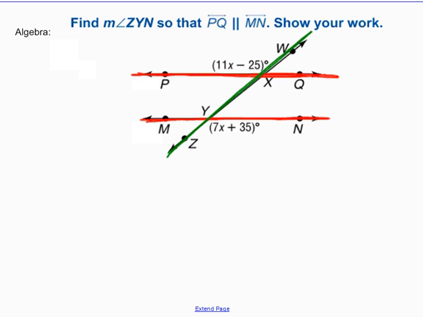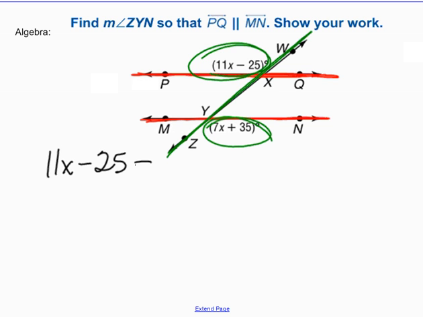So I'm going to look at this transversal, and I see that the two angles with algebra on them, this one and this one, are alternate exterior angles. That would mean that they have to be congruent, so we're going to set those equal. 11x minus 25 equals 7x plus 35. We're just going to do the algebra to figure out the value of x so that we can plug it into the measure of angle ZYN.